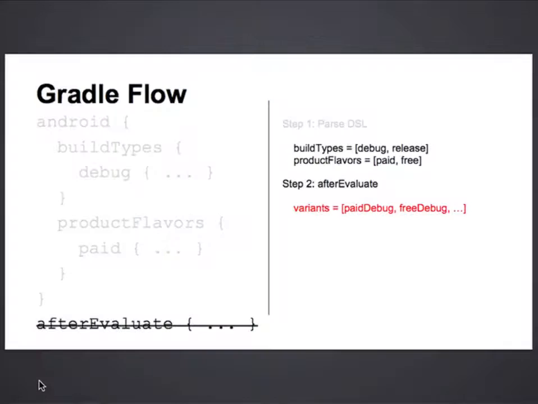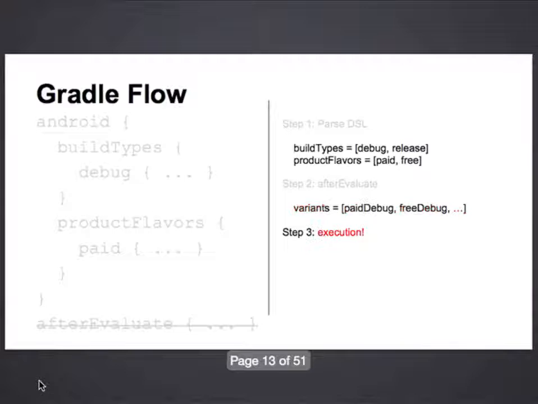So the solution here is, let's do everything in afterEvaluate. Because afterEvaluate is the solution and source of every problem in Gradle. And so we do that. Then the next step is execution. You're basically done once you're done with afterEvaluate. Someone else could also create an afterEvaluate callback and do stuff there, and then it's like, who does it first? It's the whole timing issue.